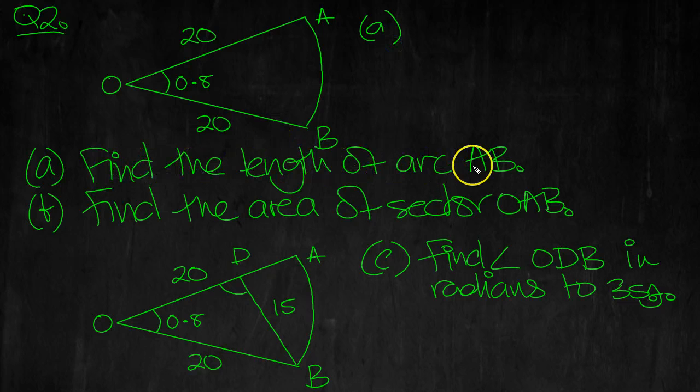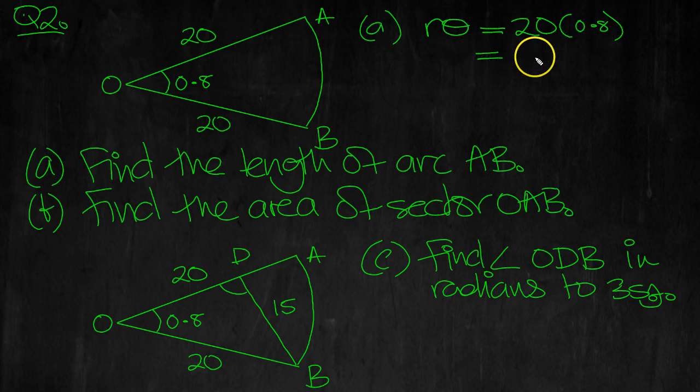First of all, find the length of arc AB. This arc length, well, circumference is 2 pi r, isn't it, for a whole circle? But that's a whole circle of 2 pi radians. So that helps us then to write down the formula for a sector. Instead of 2 pi r, it's just r theta, isn't it? R is 20, and theta is 0.8.